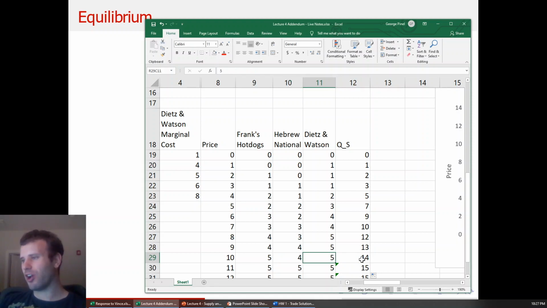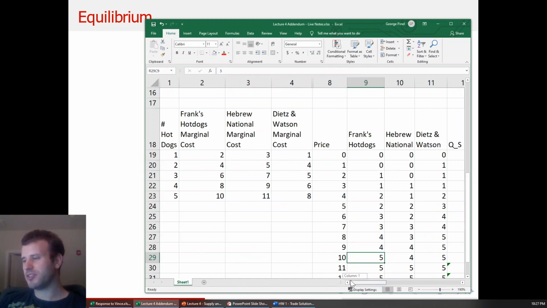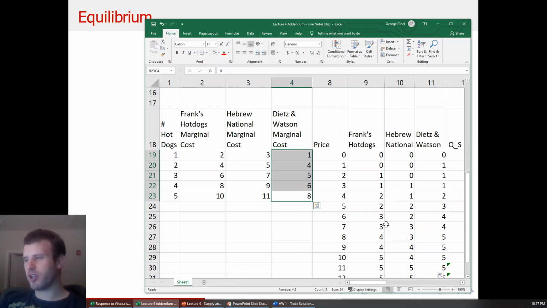Okay, and it'll be 14 because if the price is 10, that's high enough to justify Frank making all the hot dogs. It's high enough for Hebrew National to justify making 4 hot dogs, but not this 5th hot dog. High enough for Dietz and Watson to make all 5 hot dogs.